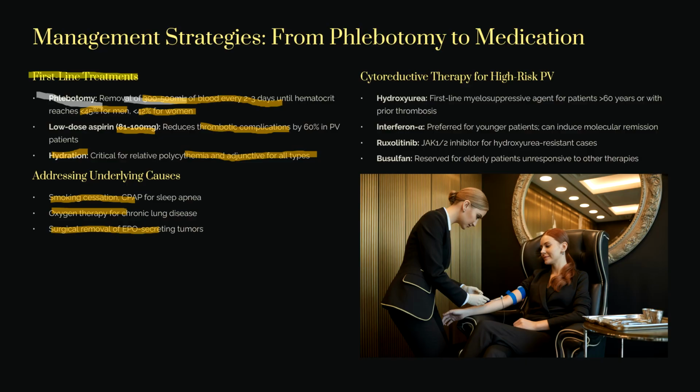Then cytoreductive therapy. What is that? Hydroxyurea, the first line of treatment for patients greater than 60. It is a myelosuppressive agent. Interferon alpha induces molecular remission. It is for younger patients, and the previous one is for patients greater than 60 years. So these are the other medications used as management strategies for polycythemia.